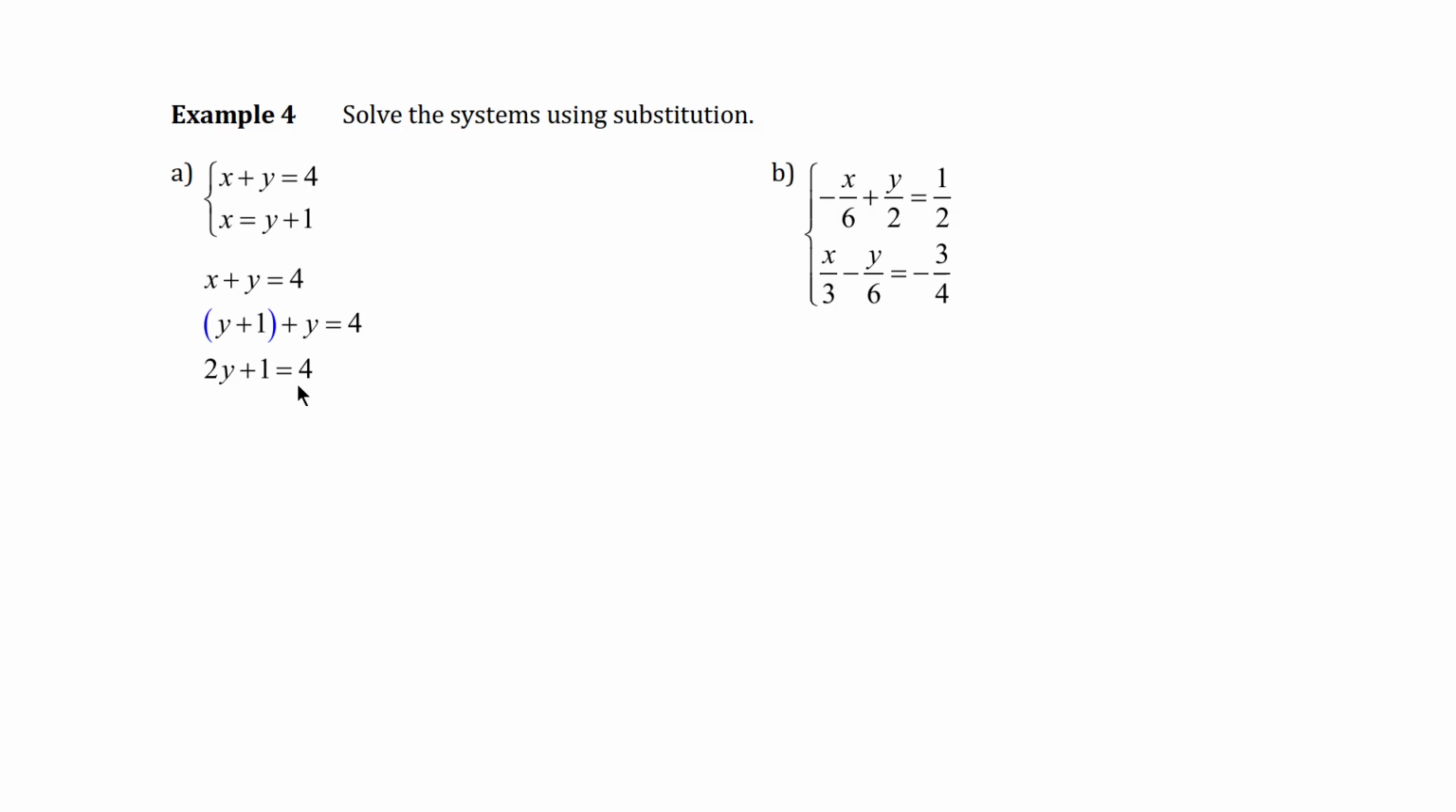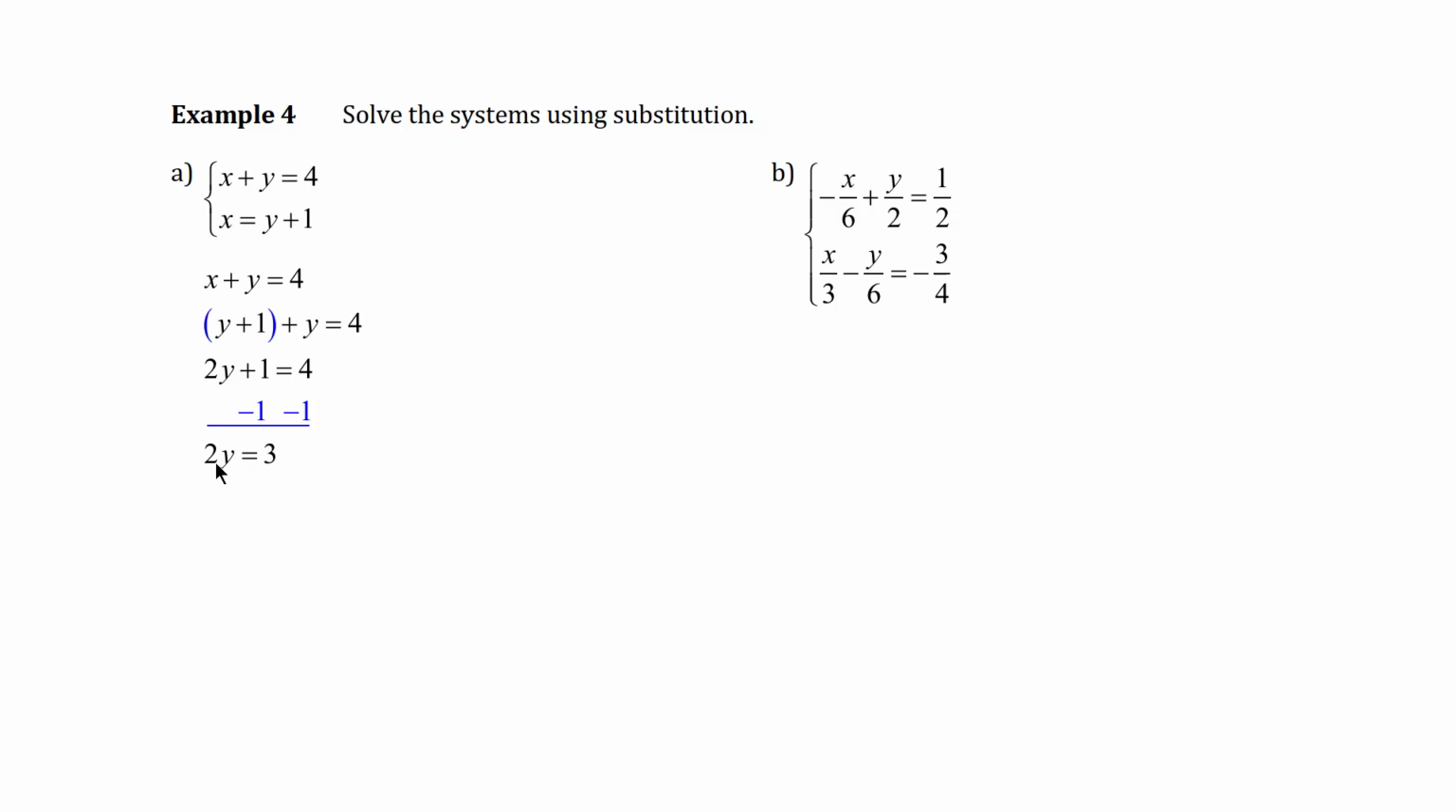From here, we subtract 1 from both sides. So on the left-hand side, we have plus 1 minus 1 cancels out, and then we bring down the 2y. On the right-hand side, we have 4 minus 1, which is 3. The result is 2y equals 3.